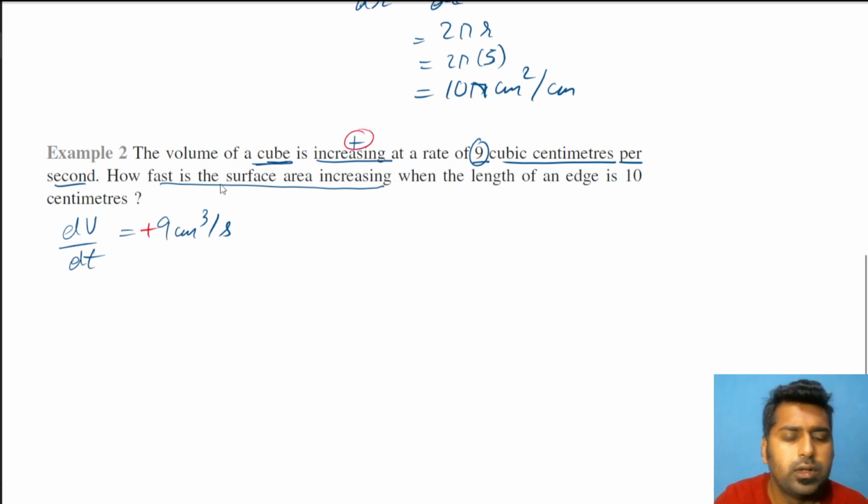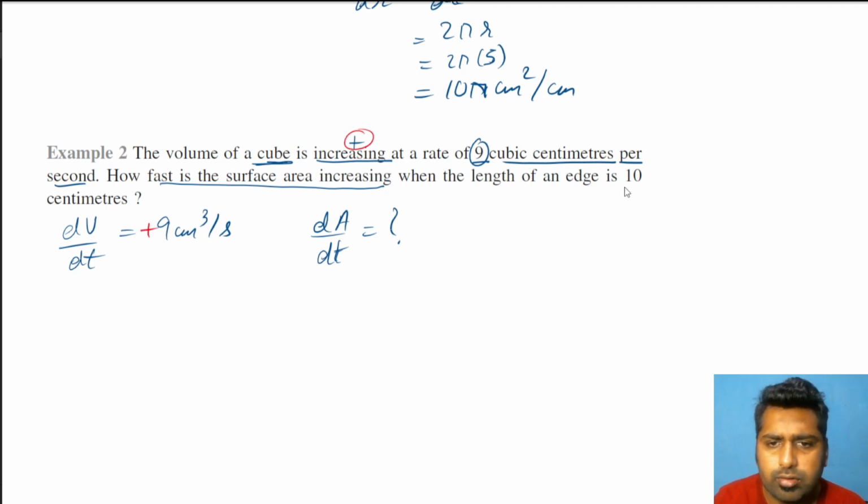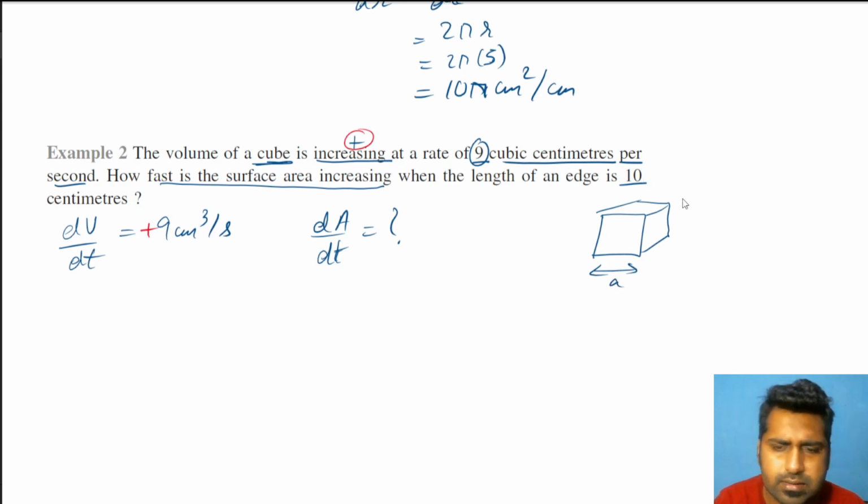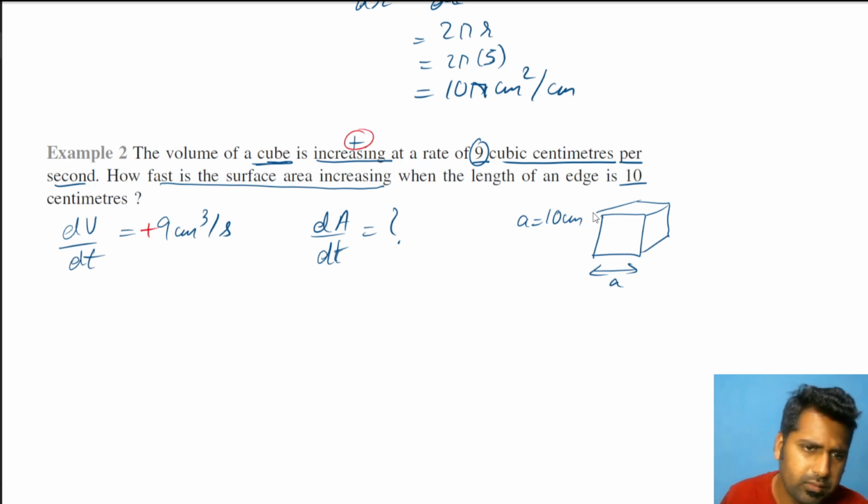We have to calculate how fast the surface area is increasing. How fast means the rate at which it is increasing. That means he is asking for dA by dt. When the length of the edge, meaning the side, is 10 centimeter. So you have a cube whose side is increasing, and the length at that moment is 10. The value of a that we have to take is 10 centimeter, but we'll use that at last. It's increasing, but at the moment it was 10 centimeter. How fast is the area increasing given that the volume is increasing at 9 centimeter cube per second.